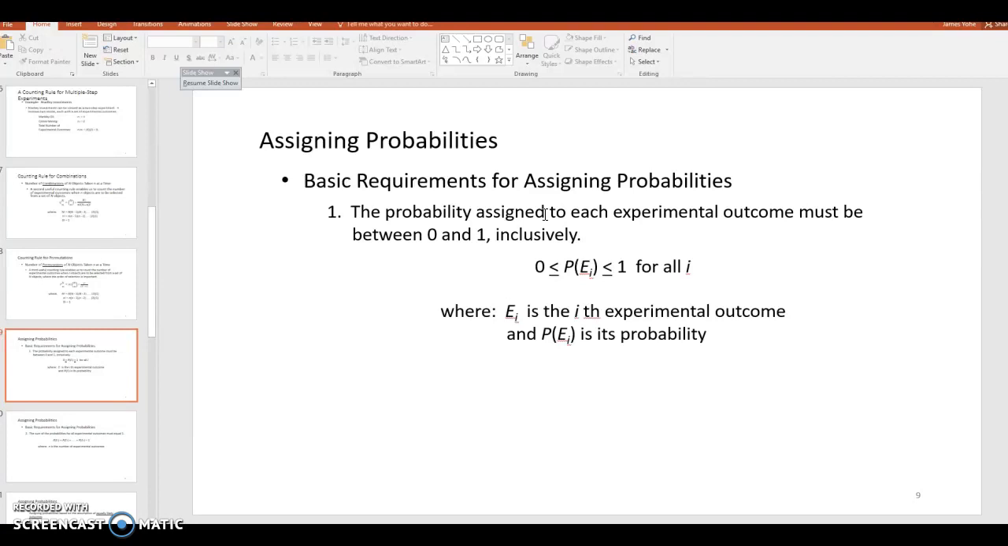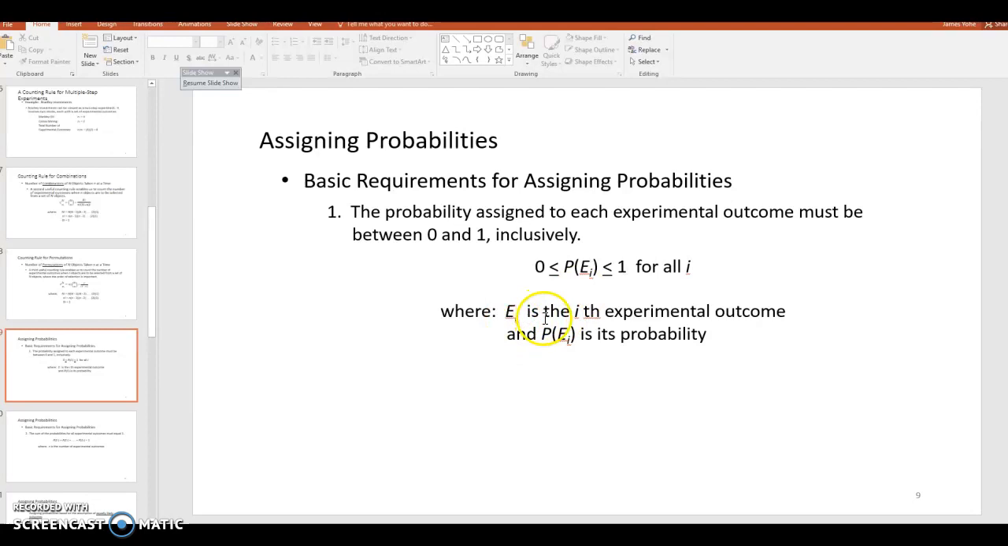Assigning probabilities, basic requirements for assigning probabilities. The probability of any event, E sub I, say a 6 coming up on a dice roll, has to be greater than or equal to 0. There are no negative probabilities, and it must be less than or equal to 1. 1 means it's absolutely certain. There's nothing more probable than that.